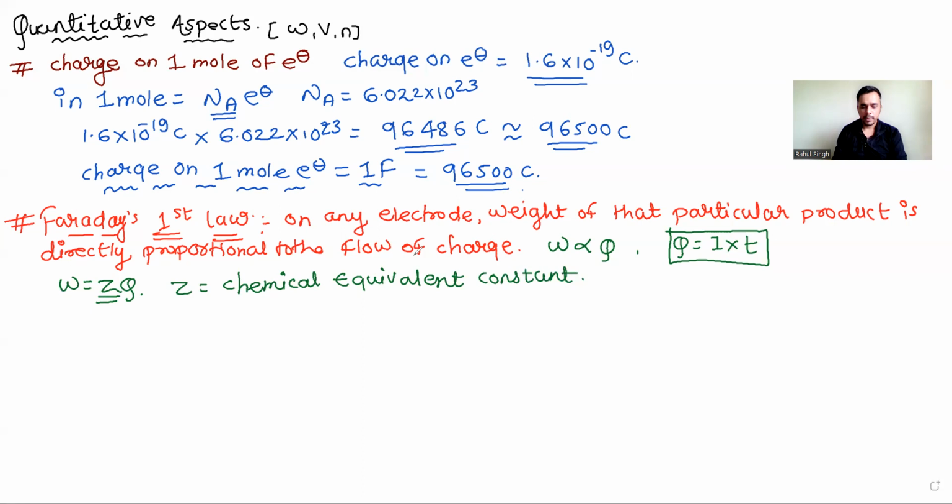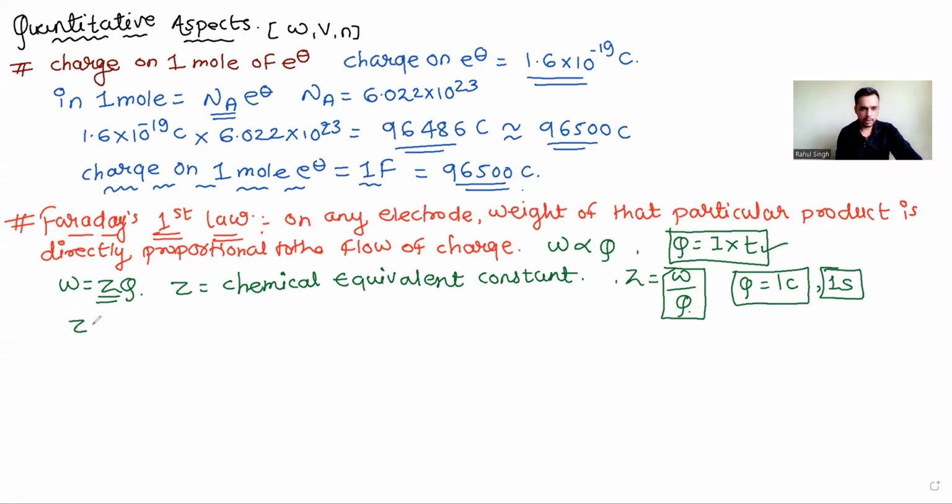Q is the charge flow. So to calculate Z, we write W divided by Q. So Z, the chemical equivalent constant, is equal to the weight deposited on any electrode per flow of charge, with due respect to time also. This could be a definition for it. Suppose we take Q as 1 coulomb, that is, 1 coulomb for 1 second. I am including both terms here, that is I into T.